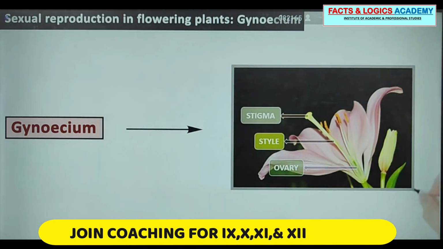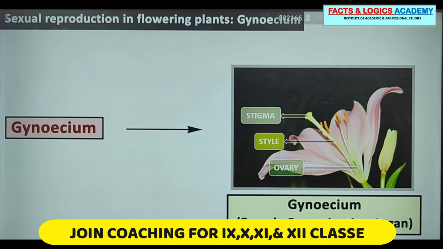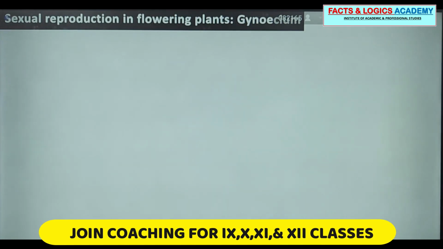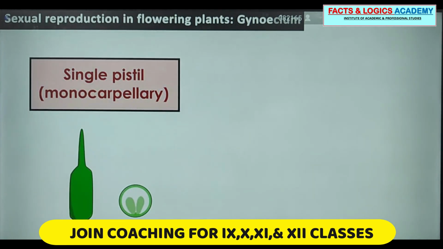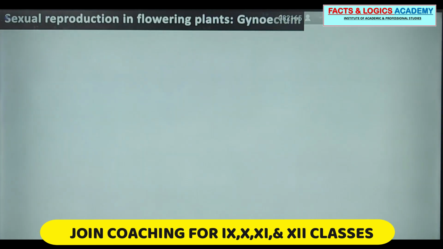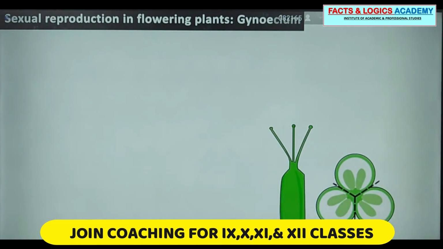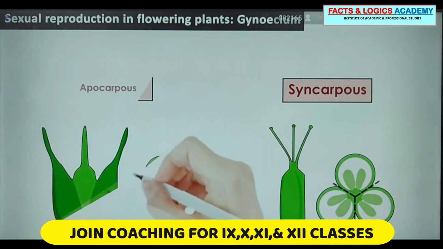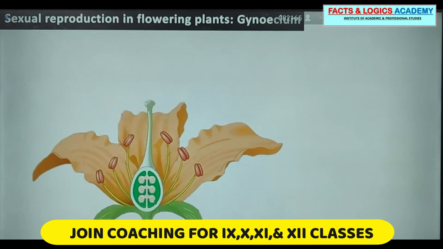Well, the gynoecium represents the female reproductive part of the flower, that is, the pistil. The gynoecium may consist of a single pistil known as monocarpellary or may have more than one pistil known as multicarpellary. Generally, the term bicarpellary is used for two pistils and tricarpellary is used for three pistils. When there is more than one, the pistils may be fused together, known as syncarpous, or they may be free, known as apocarpous. We know that the pistil is further divided into three parts.